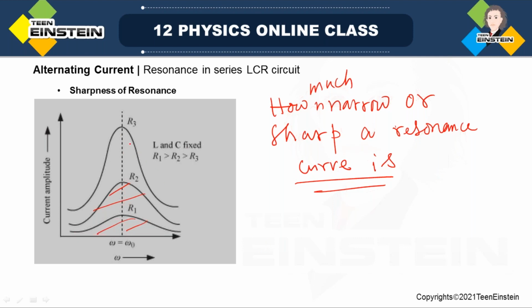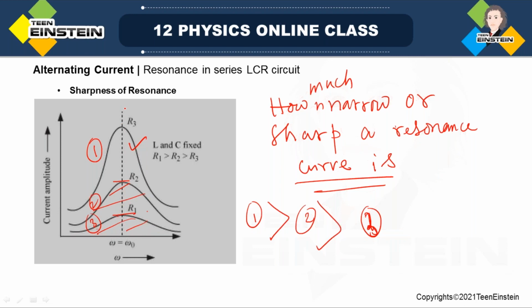If I call this curve 1, this curve 2, and this curve 3, then curve 1 is sharper than curve 2, so sharpness of resonance is more in curve 1 than curve 2. Similarly, sharpness of resonance of curve 2 is more than curve 3. So curve 3 is wider. When the peak is coming down and down, the curve becomes wider and wider.